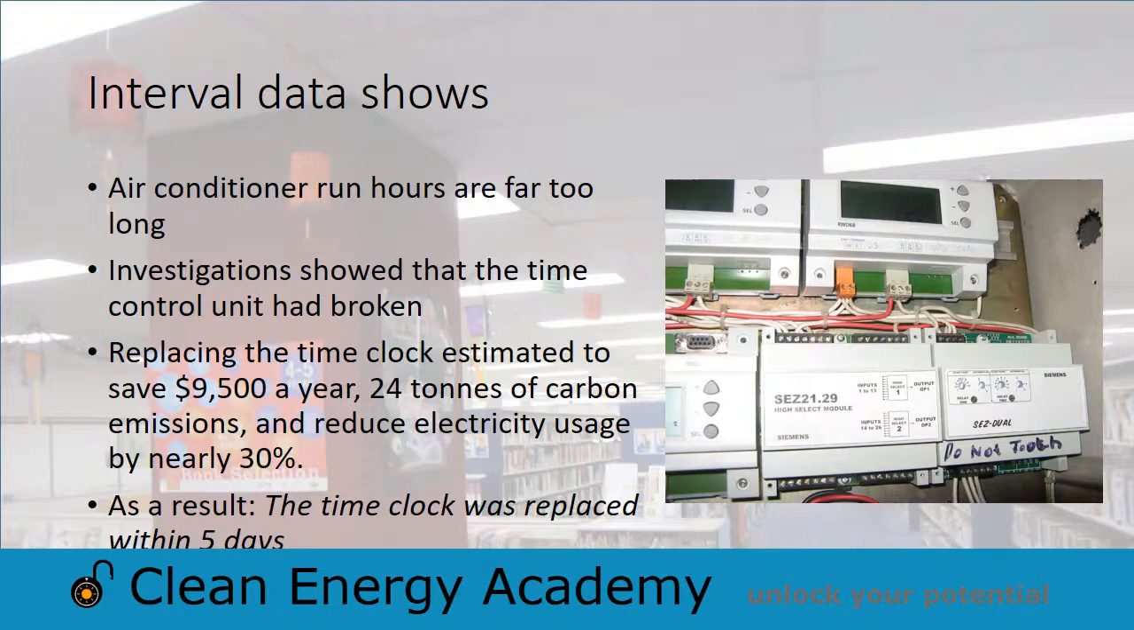Using the interval data, it was possible to estimate the likely savings from fixing it. Replacing the time clock was estimated to save $9,500 a year, 34 tons of carbon emissions annually, and to reduce electricity consumption by nearly 30%. With this sort of saving, it's little wonder that the time clock was replaced pretty well straight away.